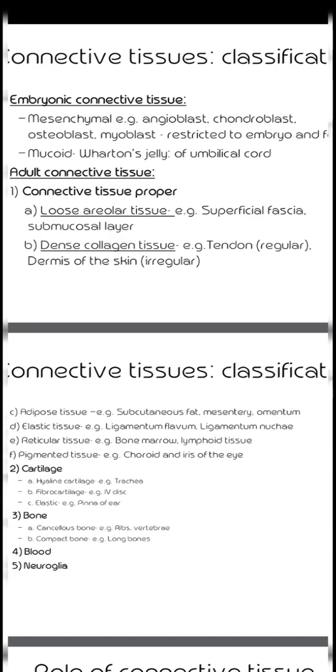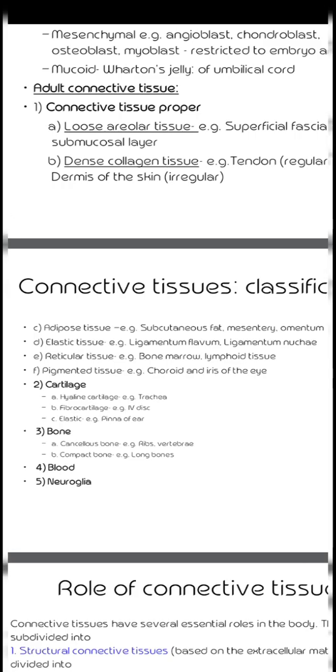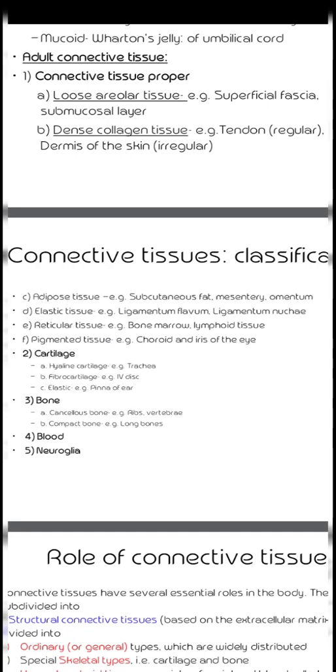So there's that. The third subtype in connective tissue proper is adipose tissue. Adipose tissue means fat tissue that makes up subcutaneous fat. Subcutaneous fat is present in skin beneath the dermis, and the adipose tissue of mesentery and omentum that stores fat.